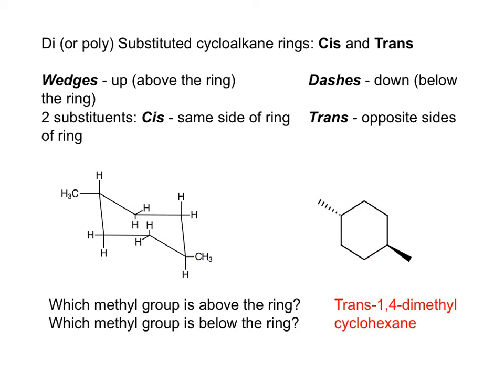For disubstituted or polysubstituted rings, we can use wedges and dashes instead of drawing the chair conformer. A wedge means the substituent is above the ring, a dash means it's below the ring. So try this first. Stop the video and circle the groups in the chair conformer which are above the ring. The groups that are above the ring are, the methyl group which is above the ring is this one, and the methyl group which is below the ring is that one.